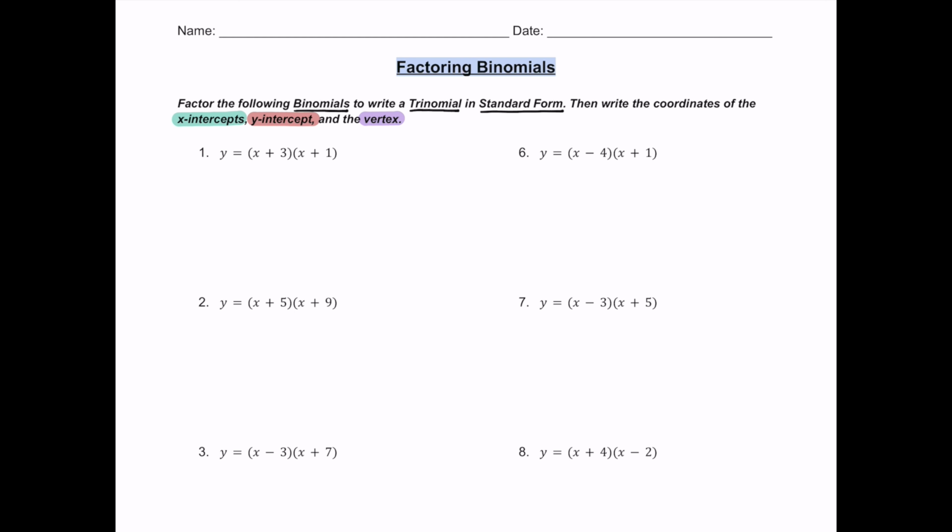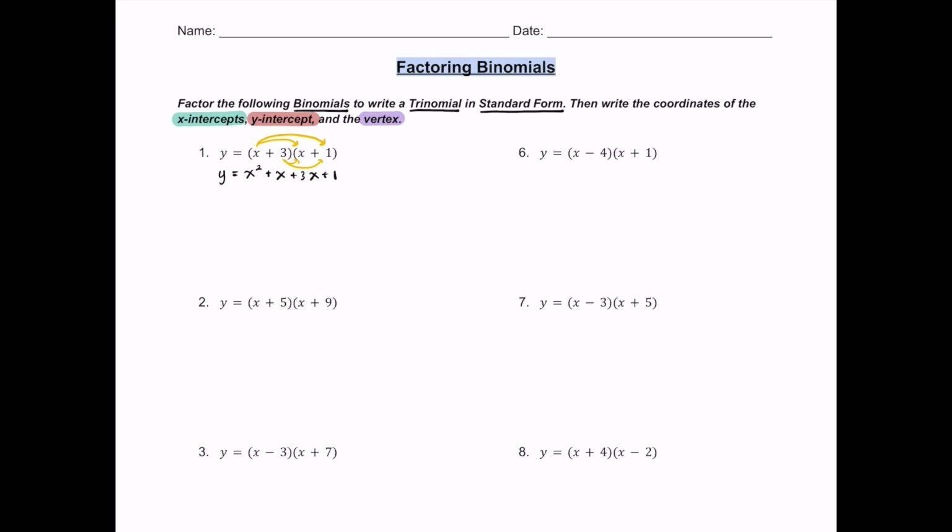All right, so jumping right into it for this first one, we're going to FOIL. We're going to multiply this x times this x, and we're going to multiply this x times this 1. x times x is going to be x squared, and x times 1 is going to be a positive 1x. And then we're going to distribute this 3 to the x and then this 3 to the 1. And so we're going to get 3x, and then we're going to get a positive 3.